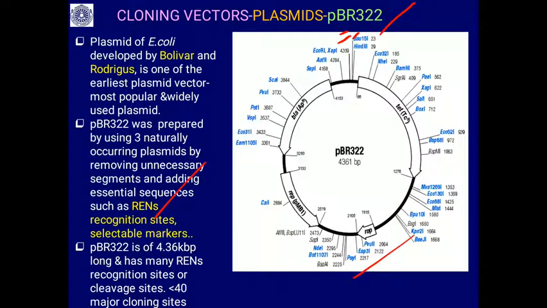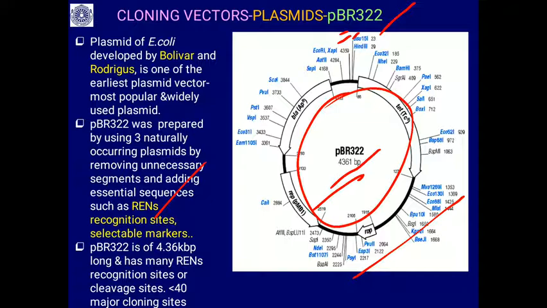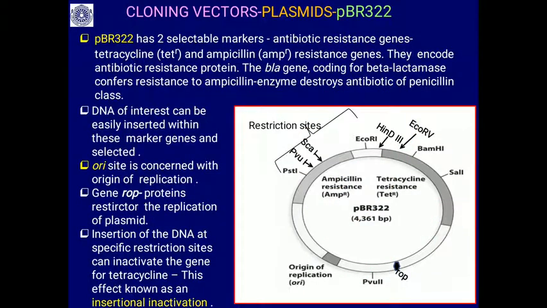So this is actually confusing, so I will make a simple one. The next slide will show a simplified version. This vector is about 4.36 kilobase pairs, that means 4,361 base pairs. This is the size of the entire DNA. It has got more than 40 cloning sites. You can see, pBR322 has two selectable markers.